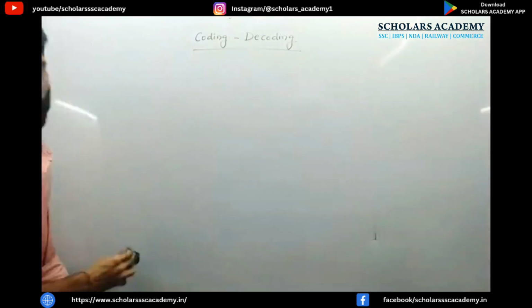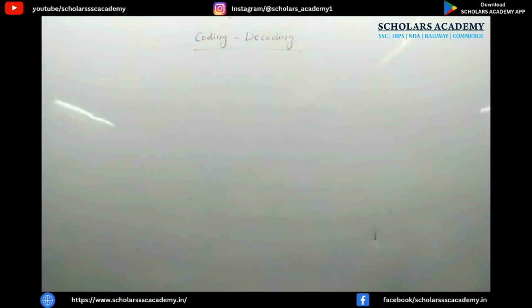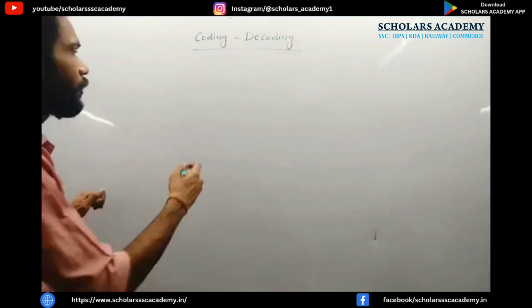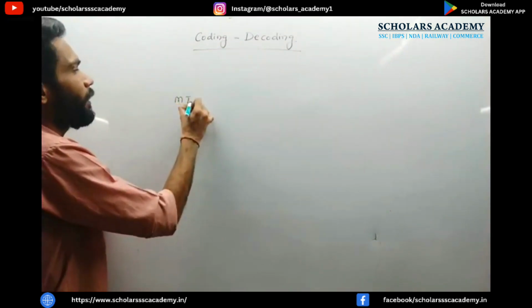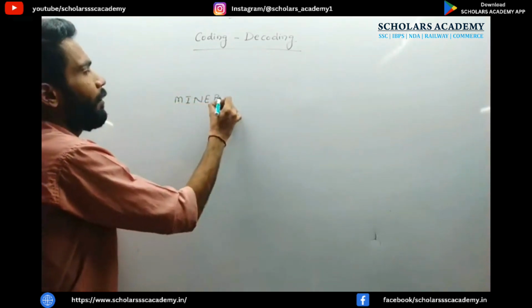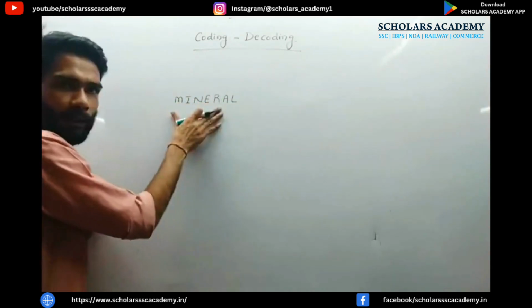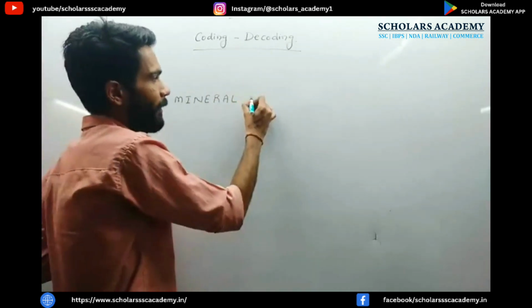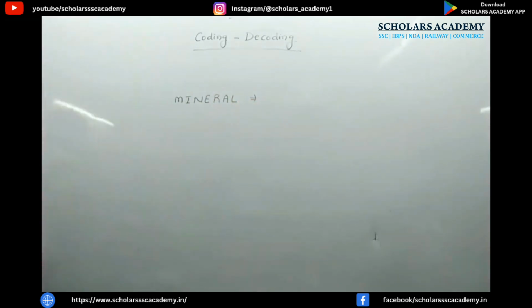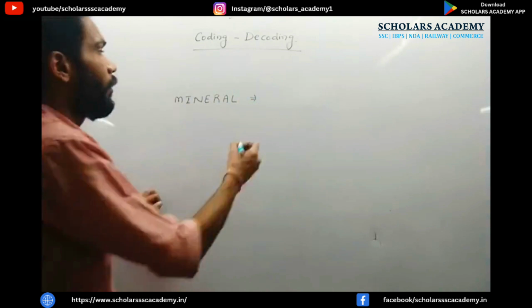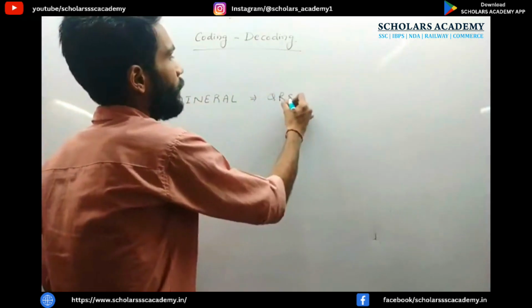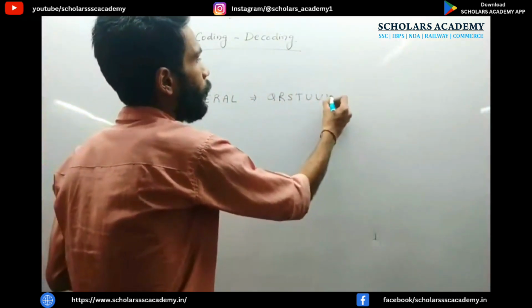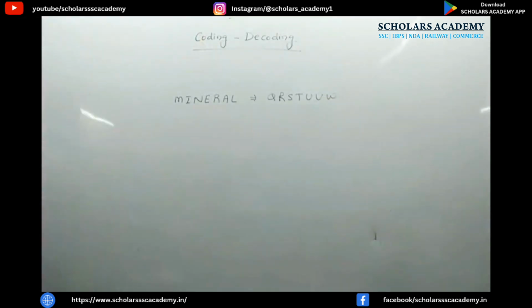Then in the next example, again an easy one is there. If mineral is coded as QRSTUVW, so very directly you can judge that the letters in the word mineral are from different places, but they have used the code as QRSTUVW, which means what? No need to find any logic. Clear?